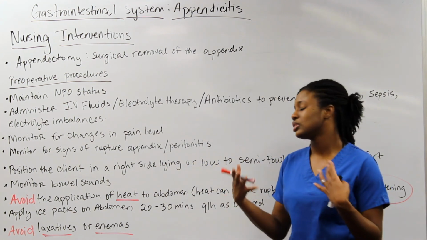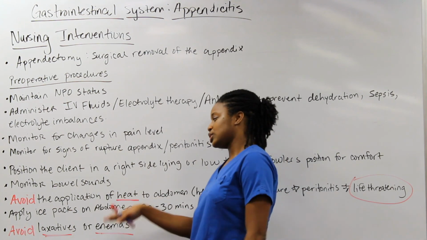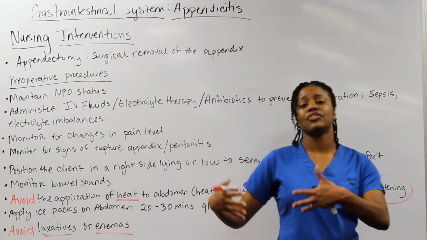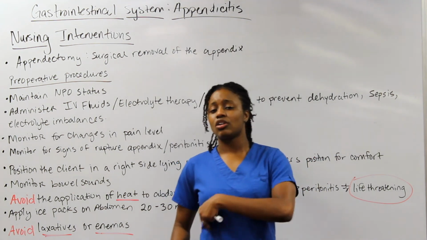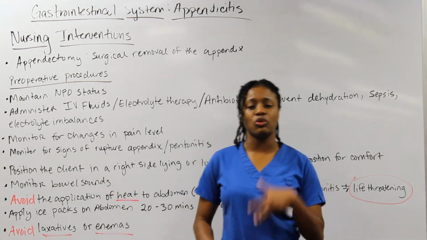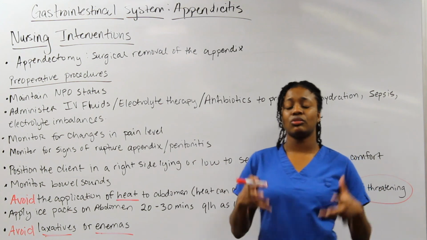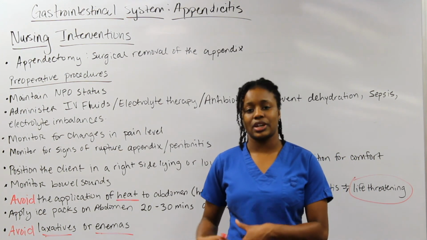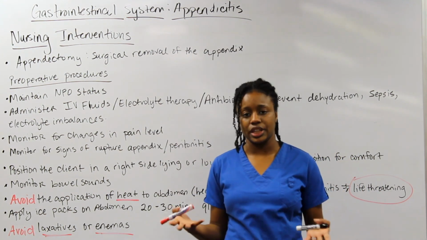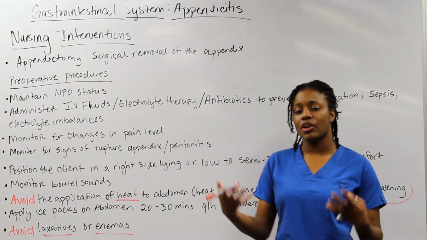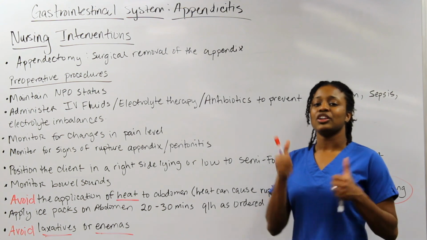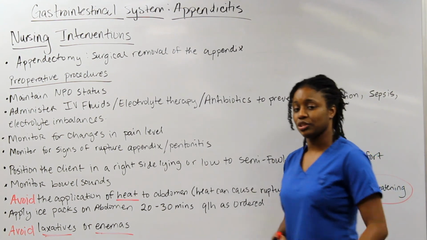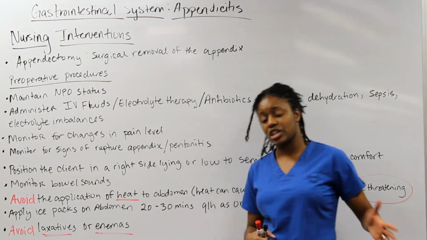So any type of those laxatives you want to avoid, because again, the inflammation is in the lower part of the GI tract. I don't want my GI tract to be moving and functioning because I want this area to rest, because otherwise it's going to cause more inflammation that is eventually going to lead to peritonitis. All right, so no laxatives, no enemas. You don't want anything going up there because it's going to stimulate the GI tract as well.